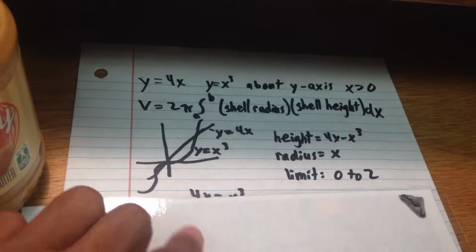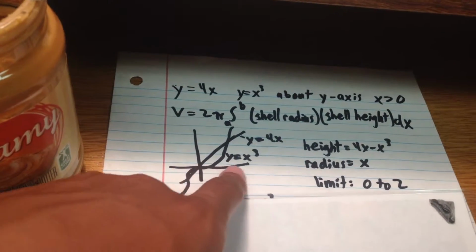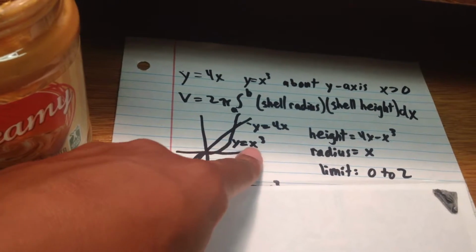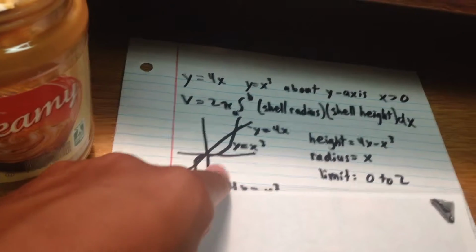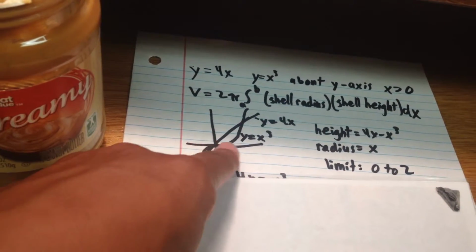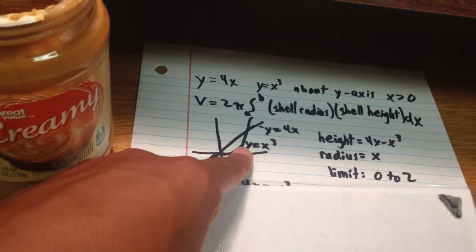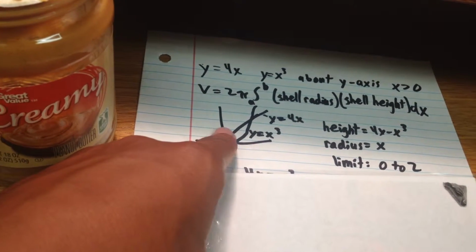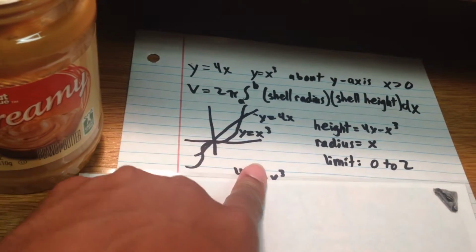So this is just a drawing of the graph we have. This is our y equals x cubed, and this is our graph y equals 4x. And so this is the area. The area between those two is what we have, and we're going to be rotating that about the y-axis, and we're going to be finding the volume of that using the shell method.